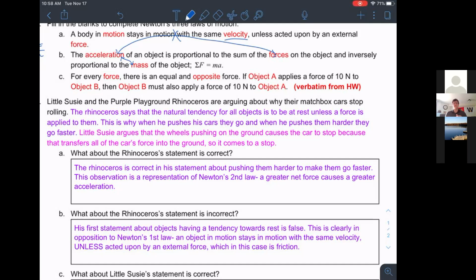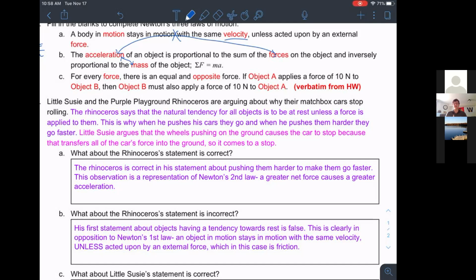So what the purple playground rhinoceros said that was correct was that when he pushes on the cars, they go, and when he pushes on them harder, they go faster. And this is because of Newton's second law. So if we think about that, he's applying more force, which means if the mass of that car didn't change, if he applies more force, there has to be a larger acceleration, or that car is going to move faster.